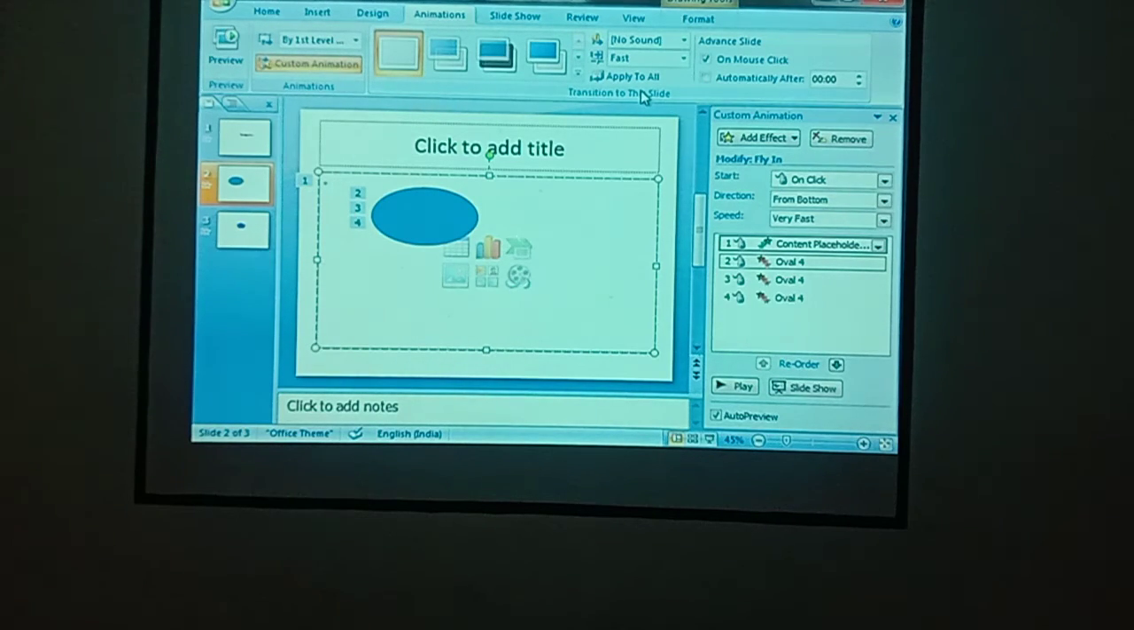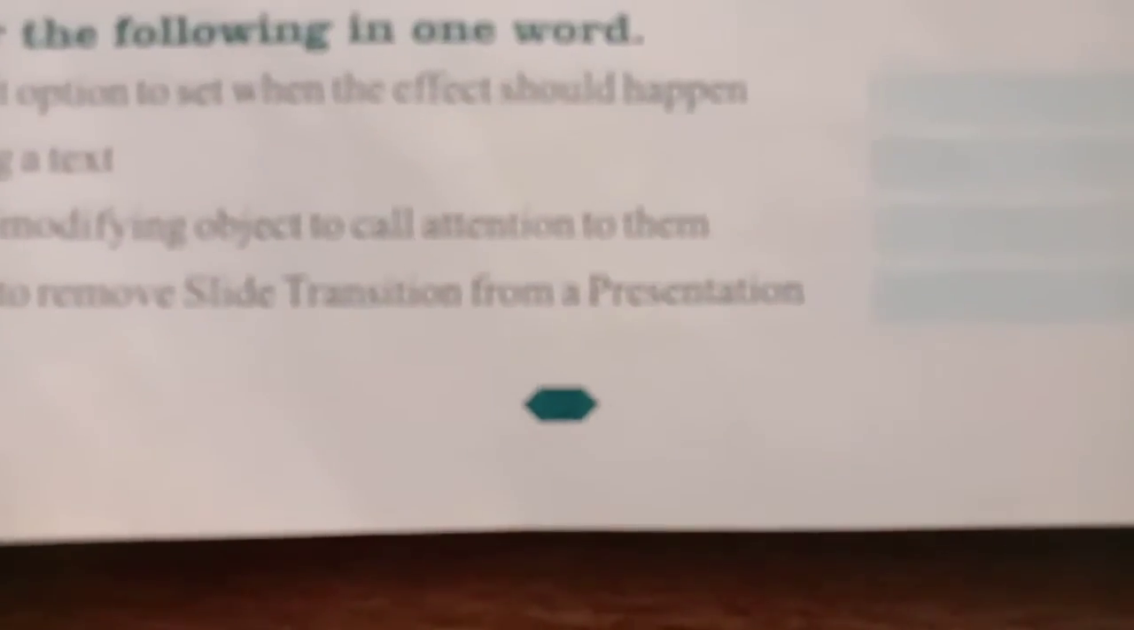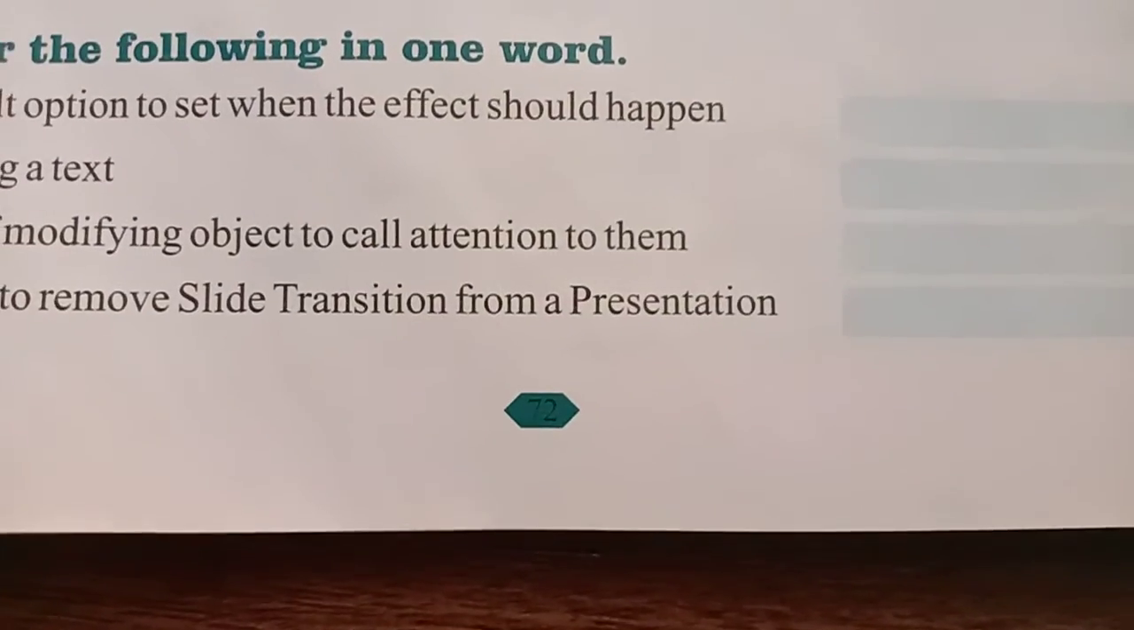So I request everyone to go through the textbook for the steps to insert a slide transition to your presentation, animating a shape, animating a text. Okay, that's all about this chapter, children. Now we are going to write our TB exercises. I request everyone to take page number 72 to write our TB exercises.